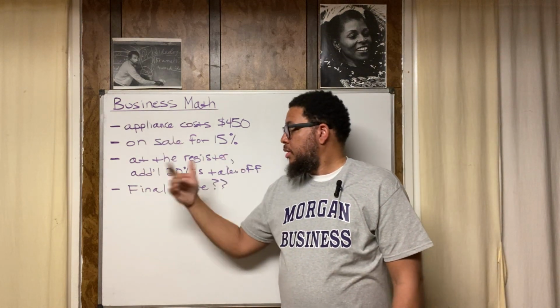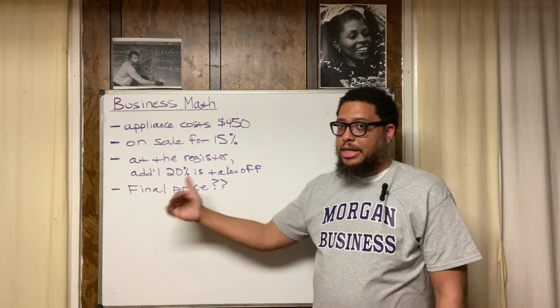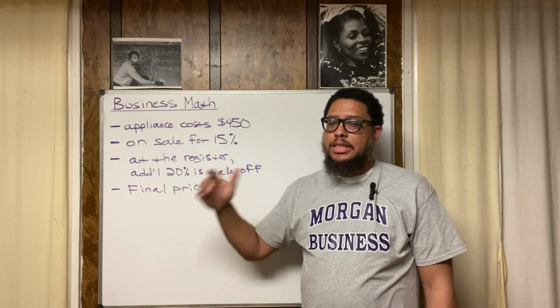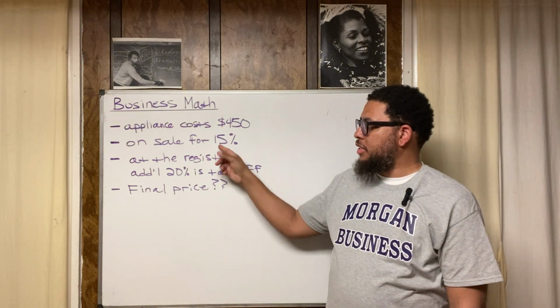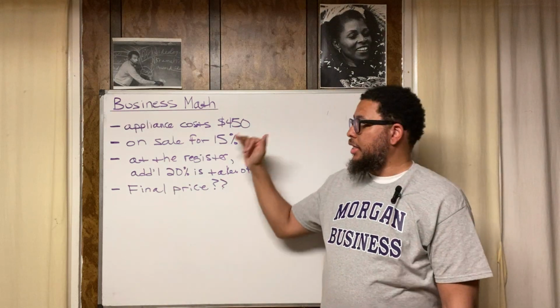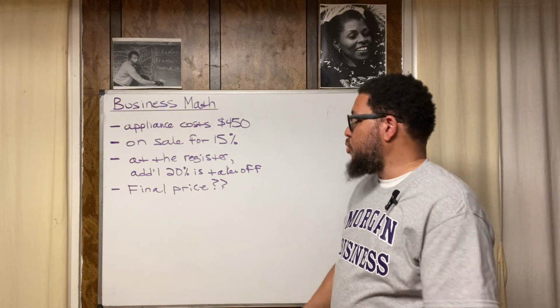Now, taking 15% off of 450 first, and then taking 20% off of that new discounted amount, is not going to give you the same amount of money as adding 15 plus 20 to get 35% and then taking 35% of 450. It's not. I could prove it. We could do the math right now. I'll show you.